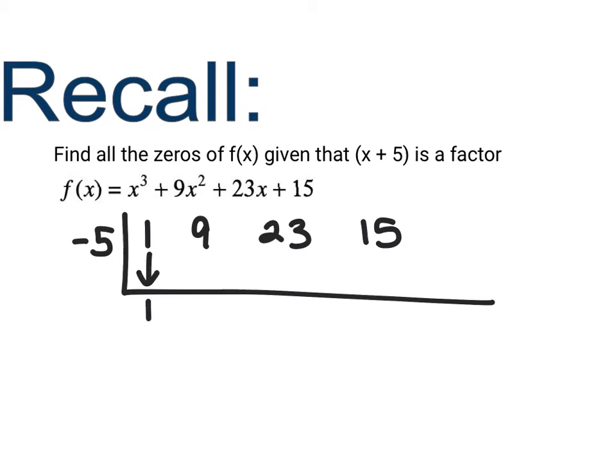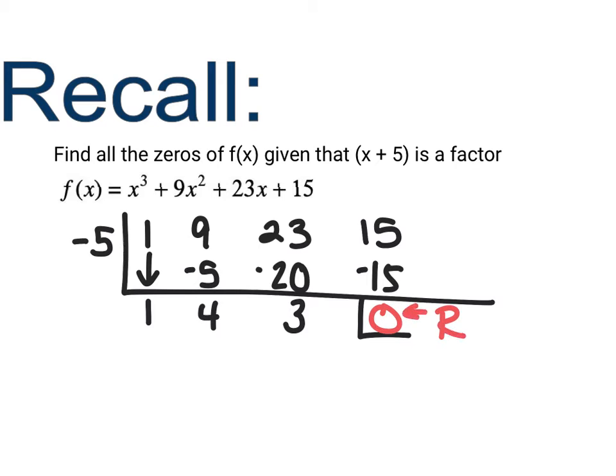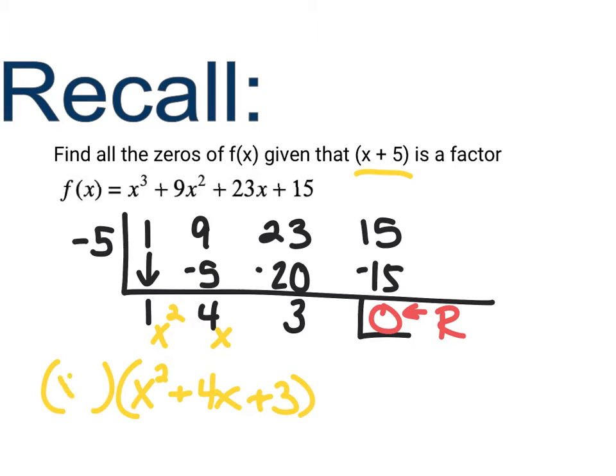So we started by bringing down 1, we'd multiply, add, add, and we get a remainder of 0, which we know we should get because we were told that x plus 5 is a factor. So the remaining polynomial would be 1x squared plus 4x plus 3, and we already knew that x plus 5 was a factor. So our polynomial would be equal to x plus 5 times that polynomial.